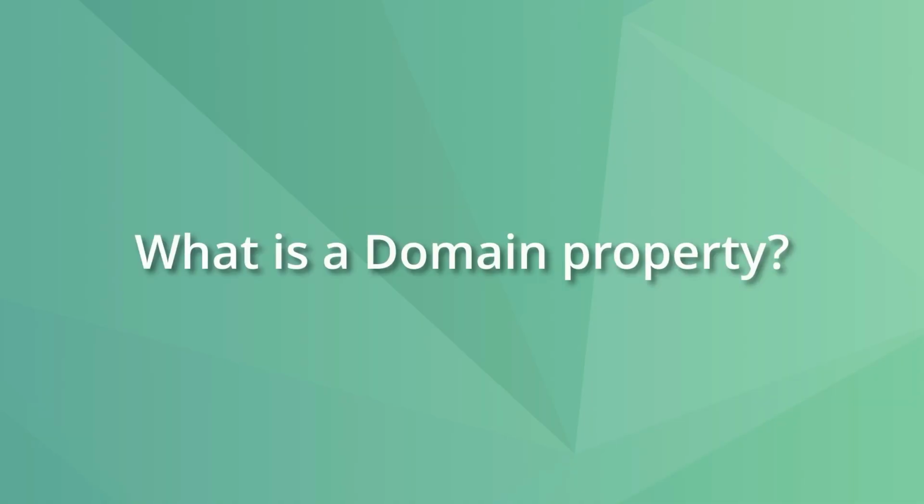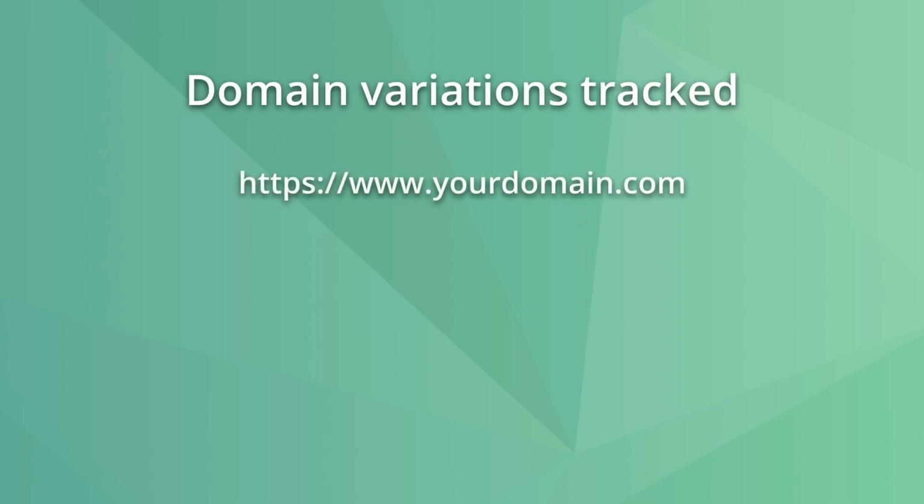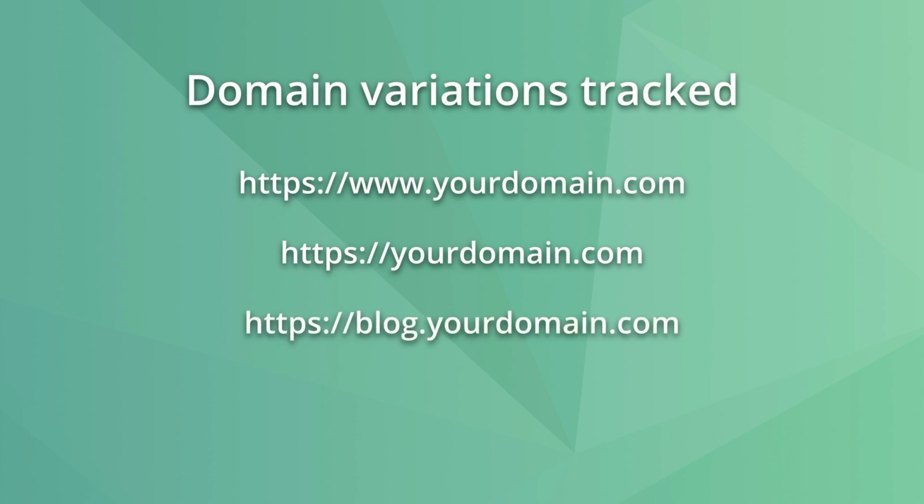A domain property within Google Search Console is a property that is used to verify and manage all URLs on your website across all subdomains and protocols. The domain property type allows you to see performance data, index coverage, and other reports for every single variation of your site, including the www version, the non-www version, all other subdomains like blog.yourdomain or app.yourdomain.